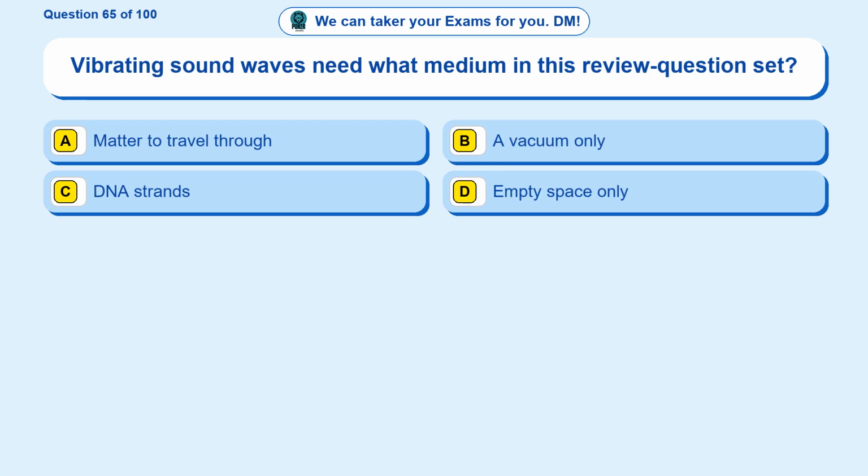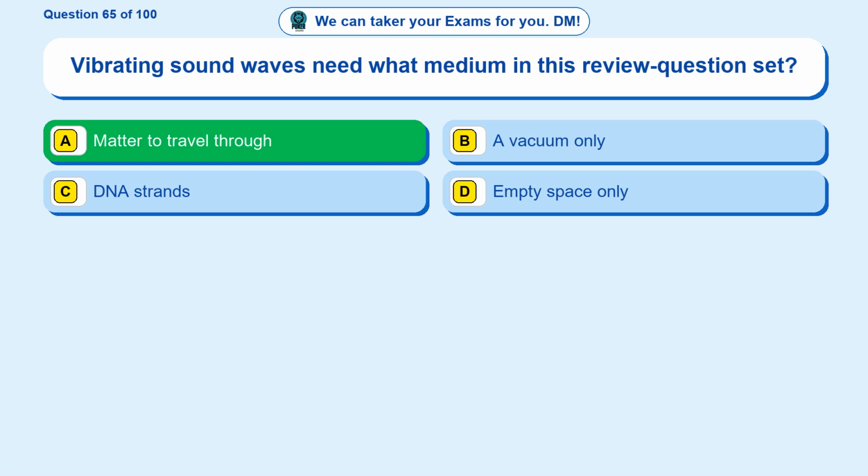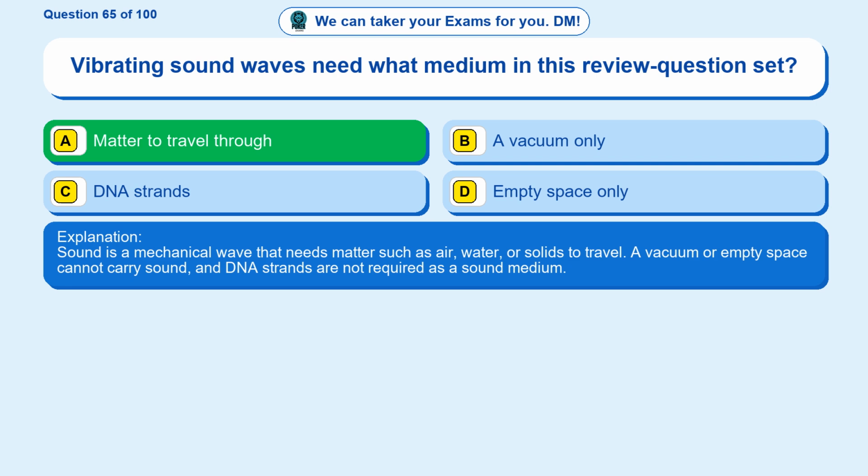Question 65. Vibrating sound waves need what medium in this review question set? Option A, matter to travel through. Option B, a vacuum only. Option C, DNA strands. Option D, empty space only. The correct answer is option A, matter to travel through. Sound is a mechanical wave that needs matter such as air, water, or solids to travel. A vacuum or empty space cannot carry sound, and DNA strands are not required as a sound medium.